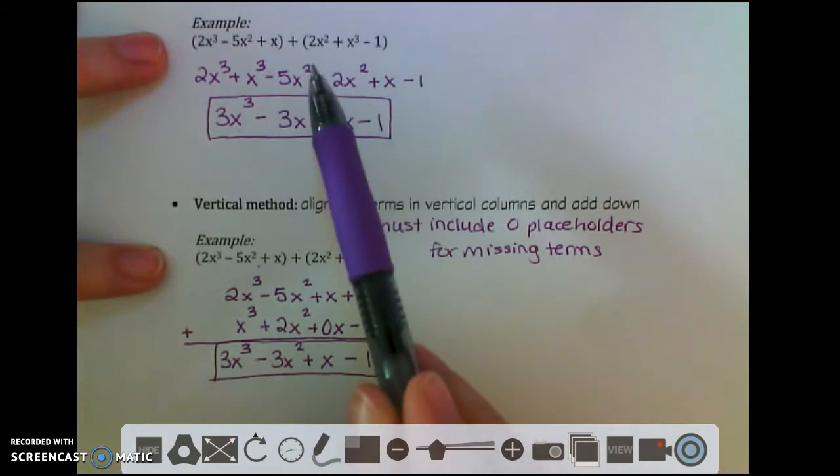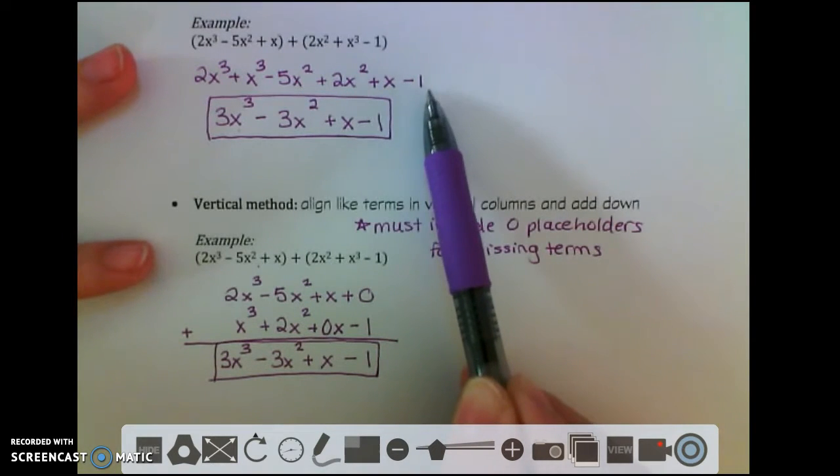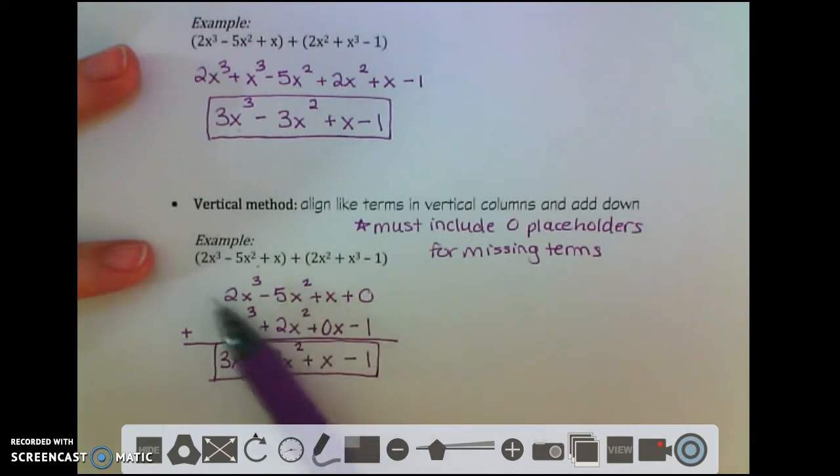Here, I just regroup and combine my like terms, and if you'll remember, I didn't have anything to combine that x with, and I didn't have anything to combine that 1 with. Here, I just use those 0 placeholders so that I can add down my columns and line them up properly.